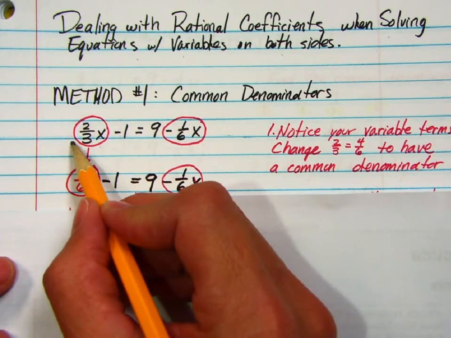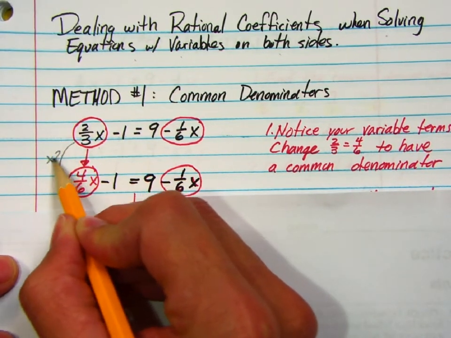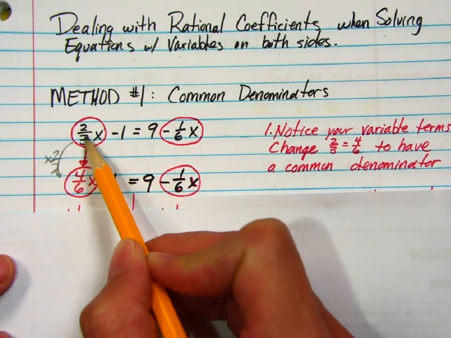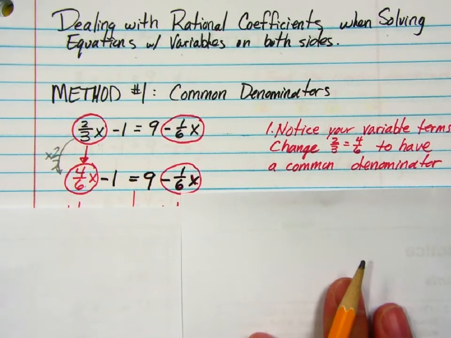And again, how did I do that? Well, I multiplied by 2. I multiplied actually 2 over 2. This got multiplied by 2 and the 3 also. Okay, so now I'm at this point.